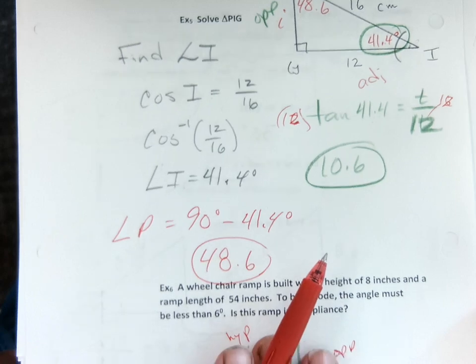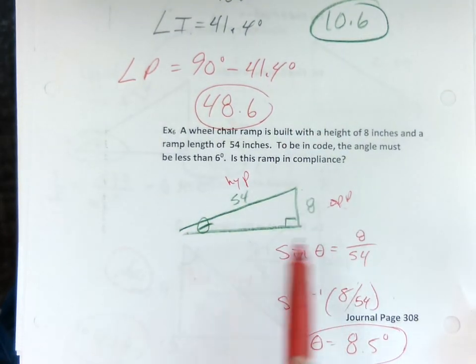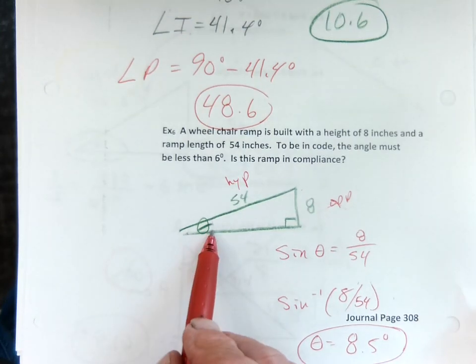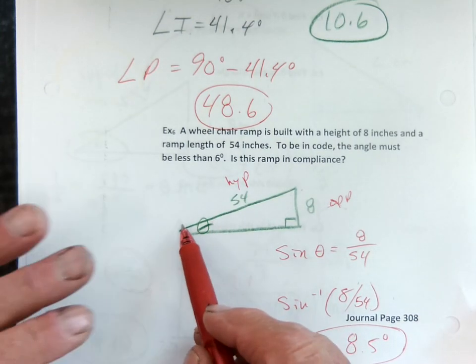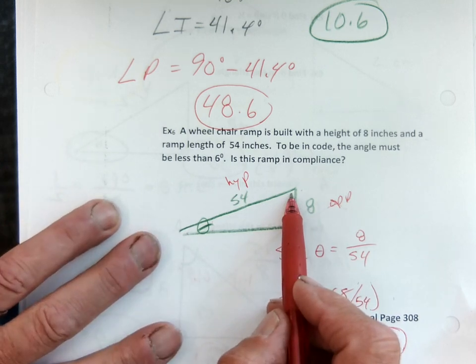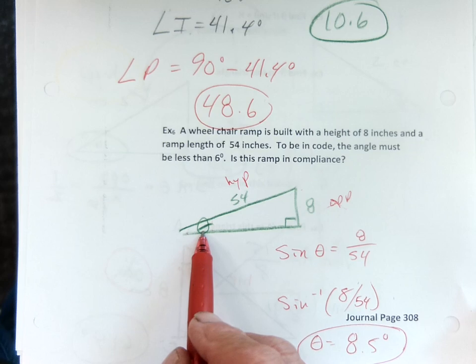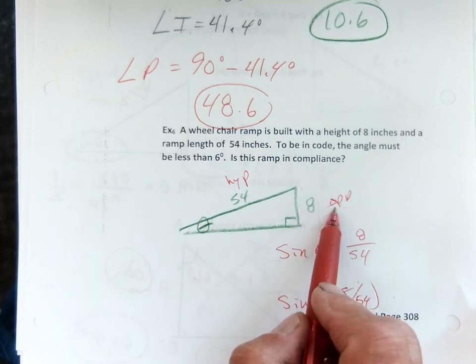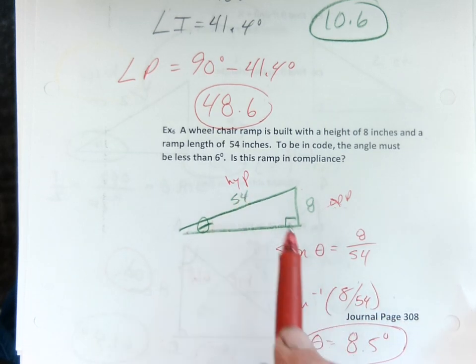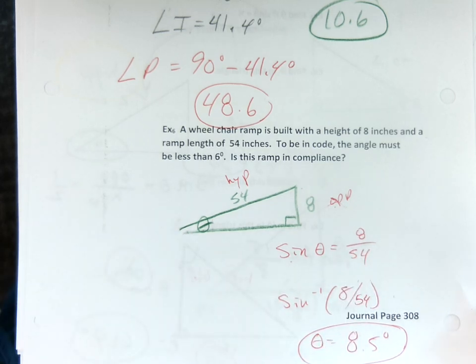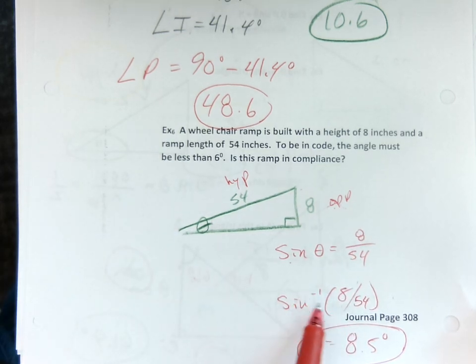All right, last but not least, we got the wheelchair ramp. To be up to code, this angle has to be 6 degrees or less, okay? Well, we know this ramp that we built is 54 inches long. We know the height of the ramp is 8. Well, let's see what we have. From the angle, we know the opposite. We know the hypotenuse. It has to be sine. Sine is opposite over hypotenuse, but I need the angle. So anytime you need the angle, I need to use the inverse.